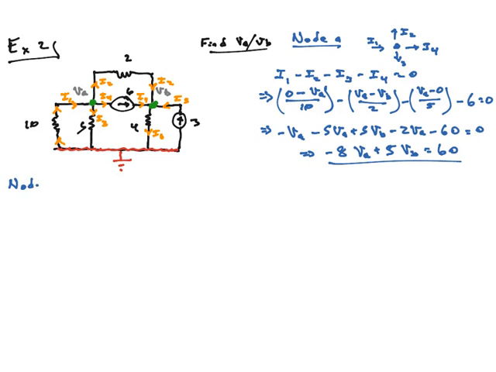Now we go on to node B. What's node B? Here's the node. I've got I2 coming in, I'm sorry, that's I5 coming in, I6 is leaving, and I4 coming in. So KCL, what do we have? We have I2 coming in, plus I4 coming in, plus I5 coming in, minus I6 going out is equal to 0.